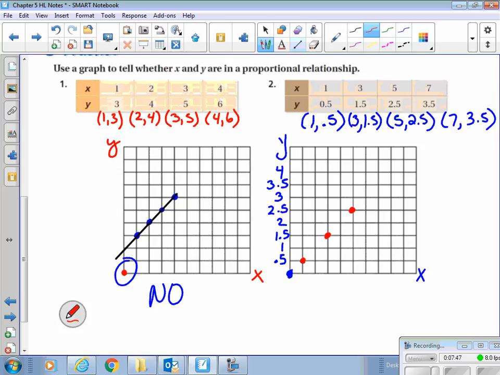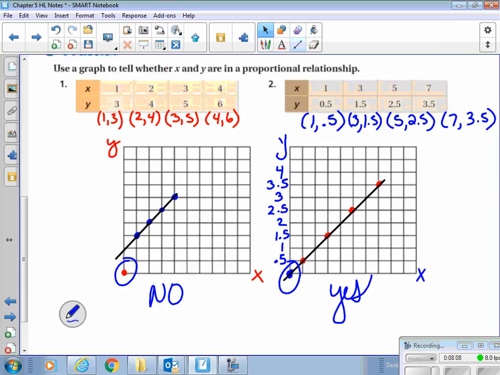And then the last one, I'm going to go right 7, 1, 2, 3, 4, 5, 6, 7, and then up 3 and 5 tenths, marking my point here. Grab that straight edge, starting through the points, drawing a line. Does it cut through the origin? Absolutely it does. So this one is a yes.